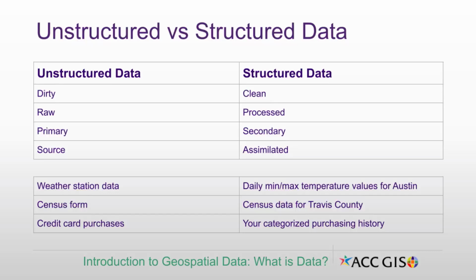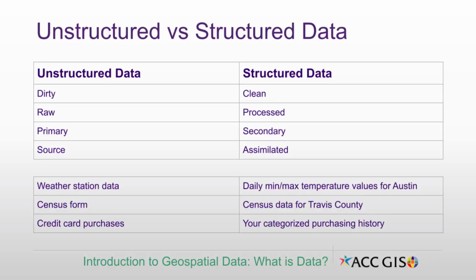So if we take our examples from the previous slides, weather station data, for example, is unstructured data, that kind of raw data coming from weather stations, every hour, 24 hours a day, for example. But if we analyze and assimilate that data and we create daily min-max temperature values for Austin, that's structured data.